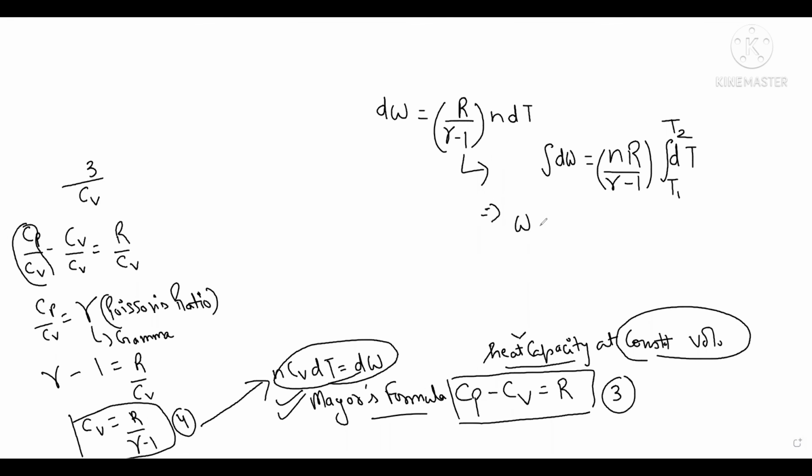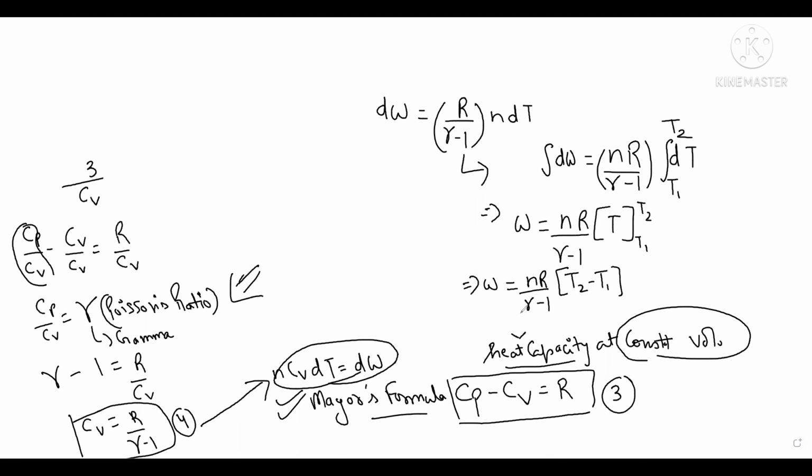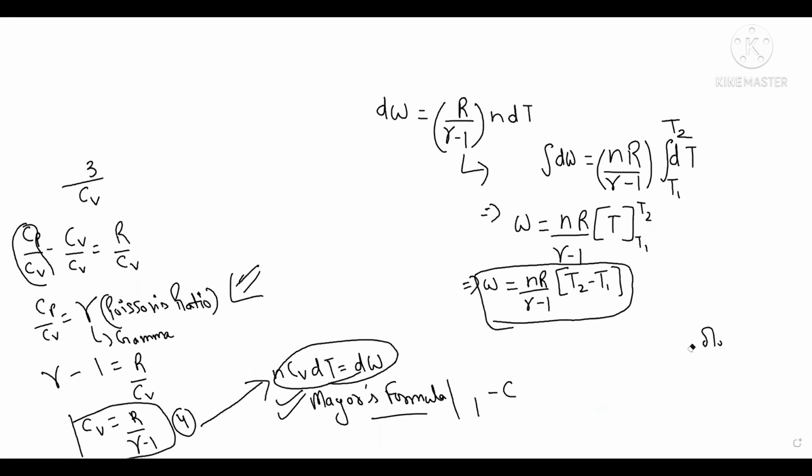So integration of dW will give us W, and this will be equal to nR by gamma minus 1, and integration of dT is T under the limits T1 to T2. The final formula becomes: work done for an adiabatic process is nR by gamma minus 1, where gamma is Poisson's ratio, as I have told you earlier, times upper limit minus lower limit. So this is the formula for work done in an adiabatic process. And you can see that the temperature difference is playing a vital role here.